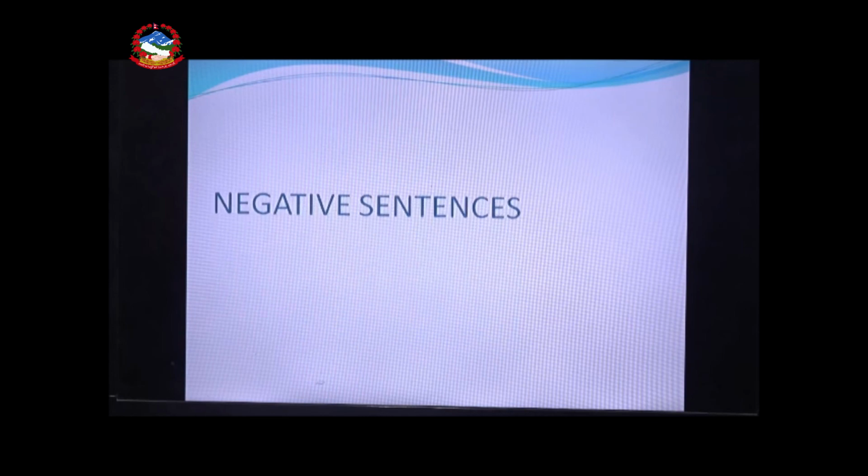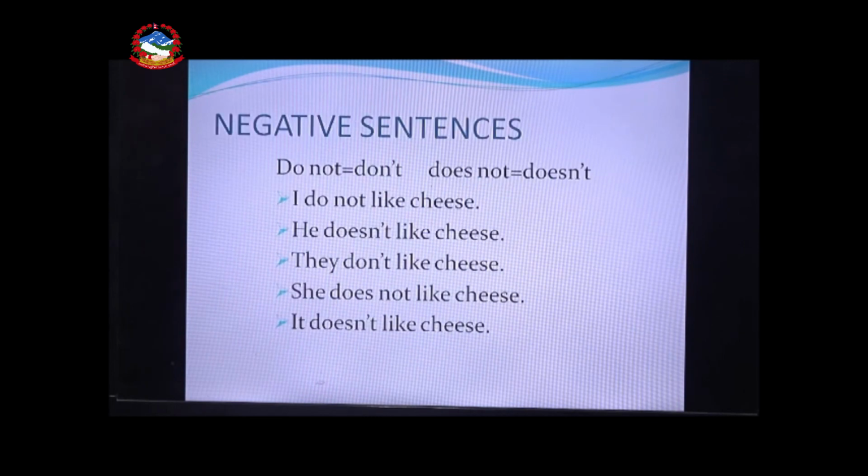Now, let's talk about the negative sentences. Do not. The contracted form of do not is don't, D-O-N-'-T, don't. You have to see it in a slide. Does not. The contracted form of does not is doesn't, D-O-E-S-N-'-T. For example, I do not like cheese. He doesn't like cheese. They don't like cheese. She does not like cheese. And it doesn't like cheese.